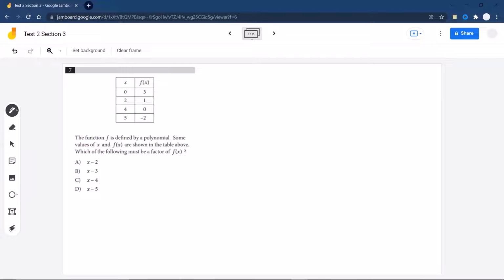Question 7 says, a function f is defined by a polynomial. Some values of x and f of x are shown in the table above. And they want to know, okay, which of the following must be a factor of f of x? Right. So we know that basically f of 0 is equal to 3. So in this case, for this polynomial, this x to the n plus x to the n minus 1, this term that looks like x squared plus 5x plus 6, something like this, when we plug in 0, we will actually get 3.